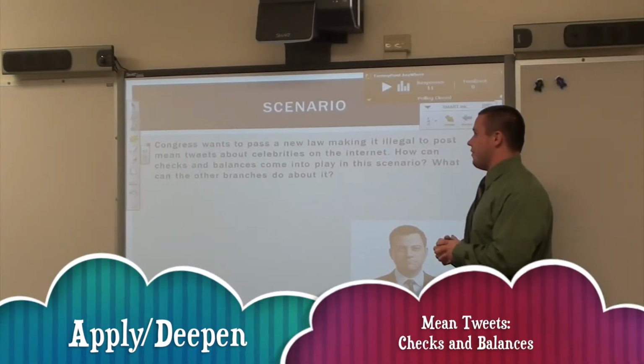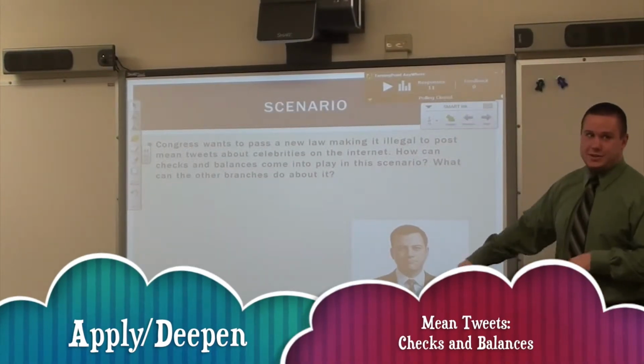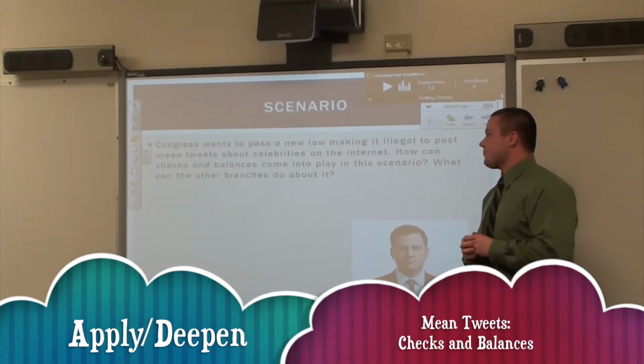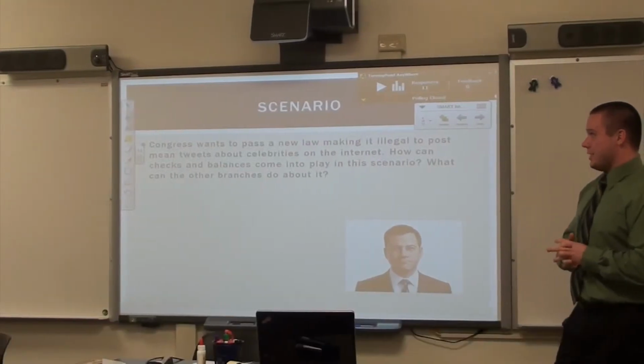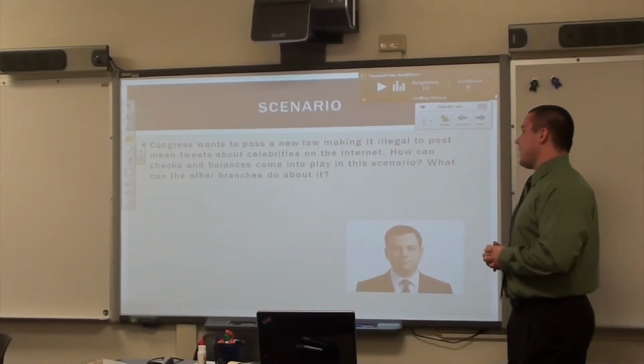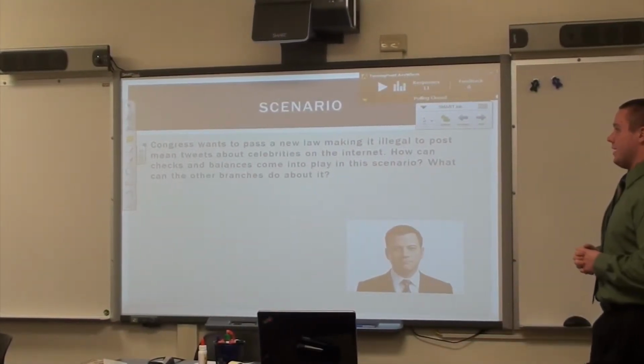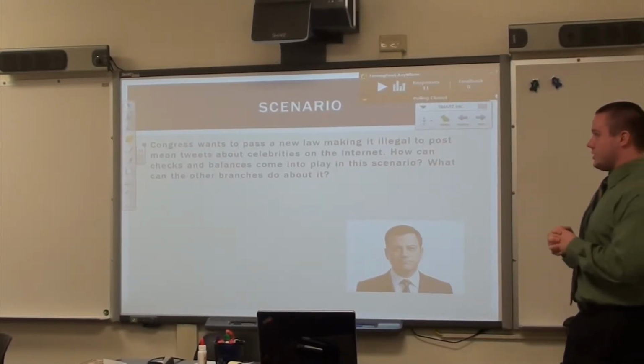All right, I have a scenario for you. I know you guys watch the late night shows. You'll get this reference here. Congress wants to pass a new law making it legal to post mean tweets about celebrities on the internet. How can checks and balances come into play in this scenario? What can the other branches do about it?